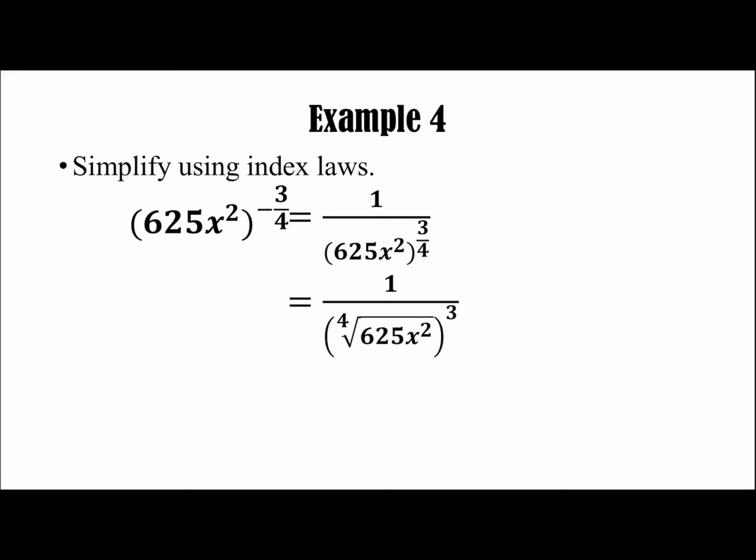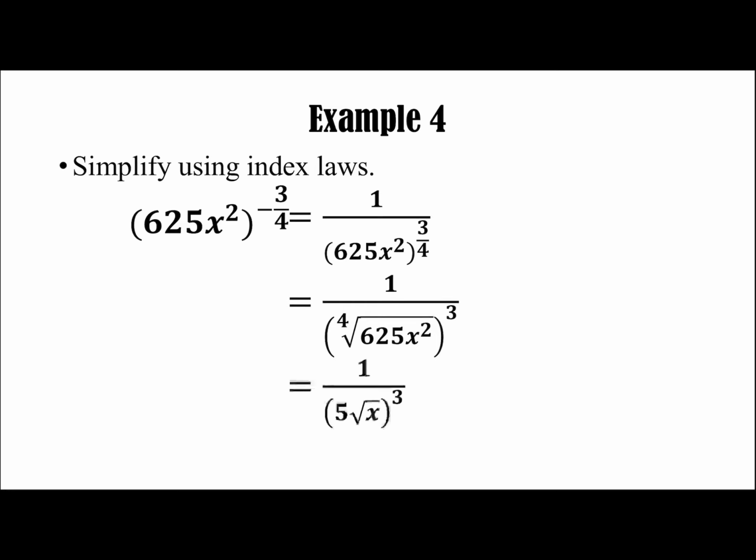4th root of 625 is 5. 4th root of x squared is x to the power 2 over 4, which is x to the power half. So x to the power half is square root of x. Therefore, it's 1 over 5 square root of x to the power 3.